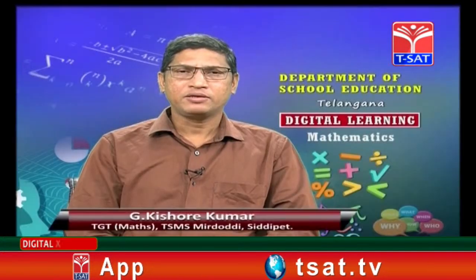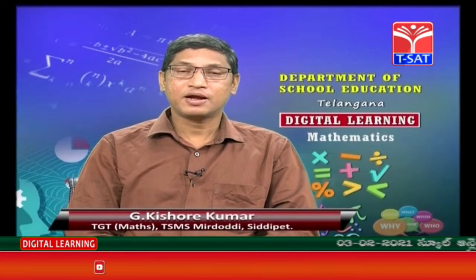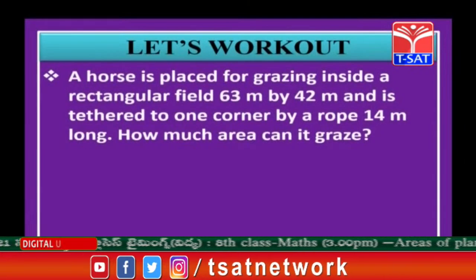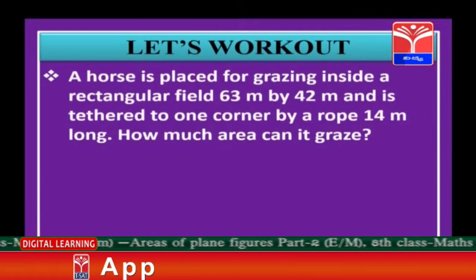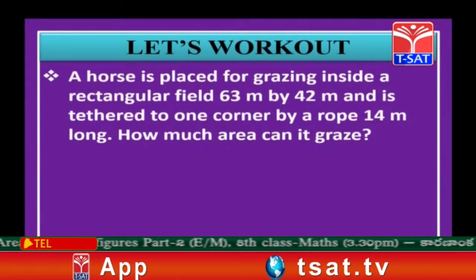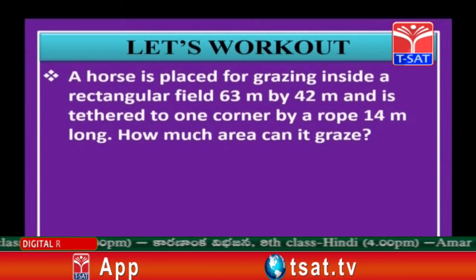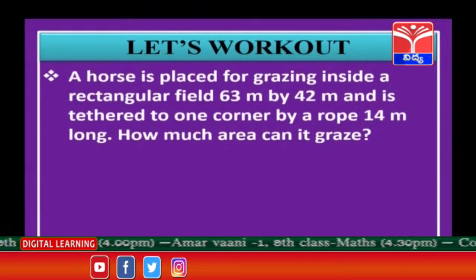Before we end again, I want you to do some problems based on the concept that you have learnt in this session and show the same to your subject teacher. Okay children, let us see those problems now. A horse is placed for grazing inside a rectangular field 63 meter by 42 meters and is tethered to one corner by a rope 14 meter long. How much area can it graze?